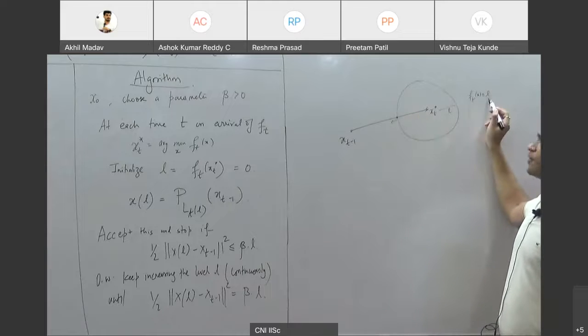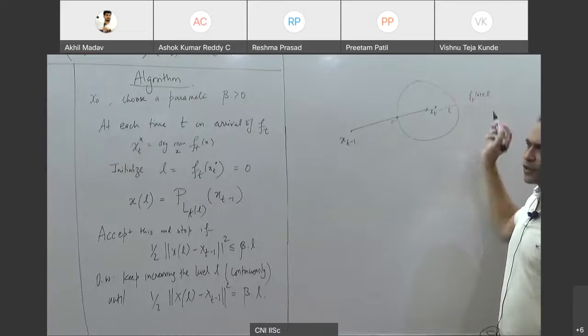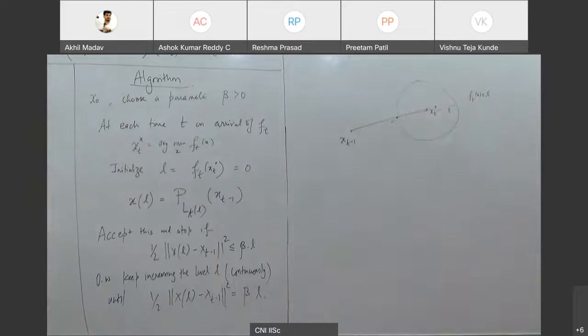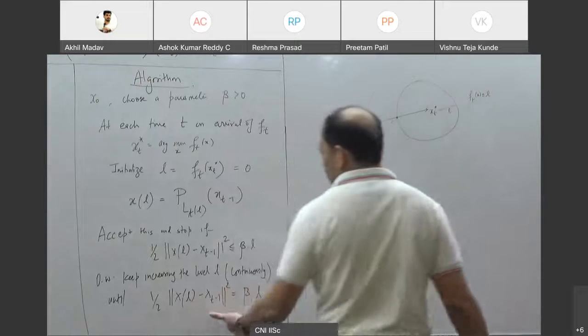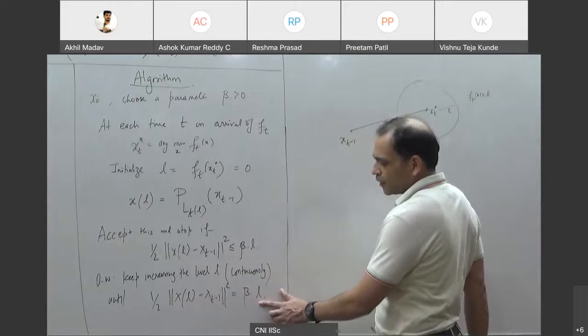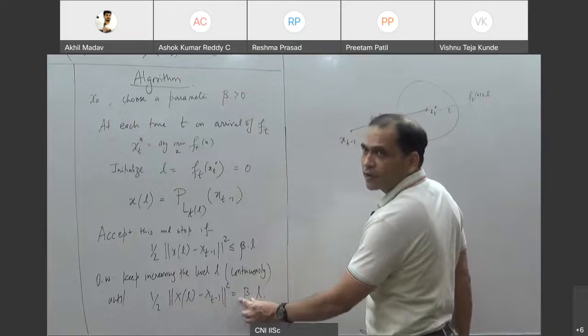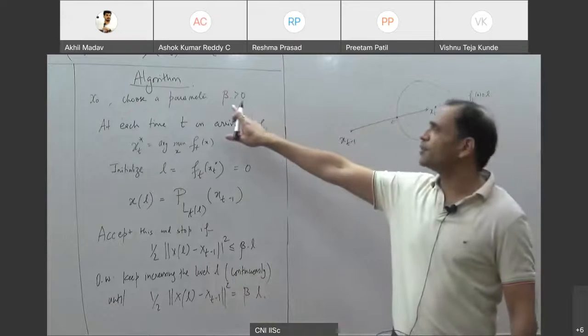And because FTX is at most L, the suboptimality cost is at most L, by definition. Suboptimality cost is simply FT of XT minus FT of XT star. And because this was 0 at level L, any point I am choosing has at most suboptimality cost of L. What this is doing is matching the movement cost with the hitting cost. Hitting cost is simply L. Movement cost is this amount with a function beta. So it will accept as long as for any possible choice of beta, I will accept this.